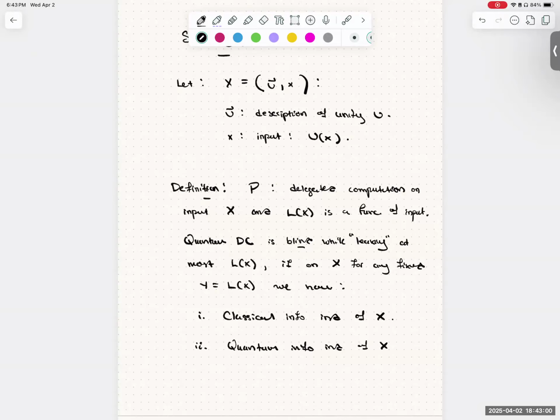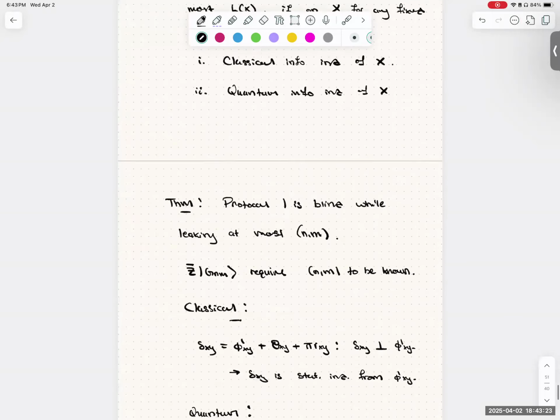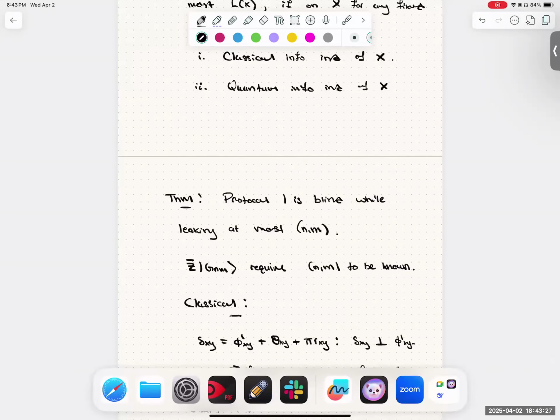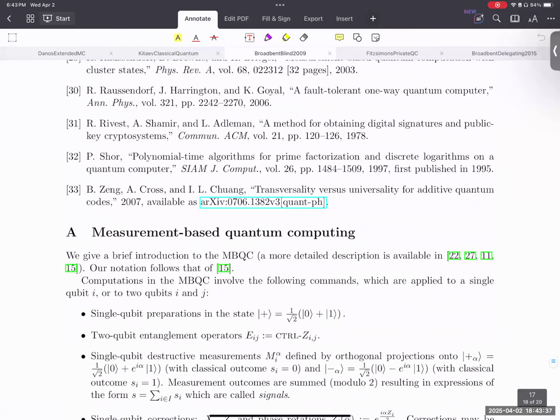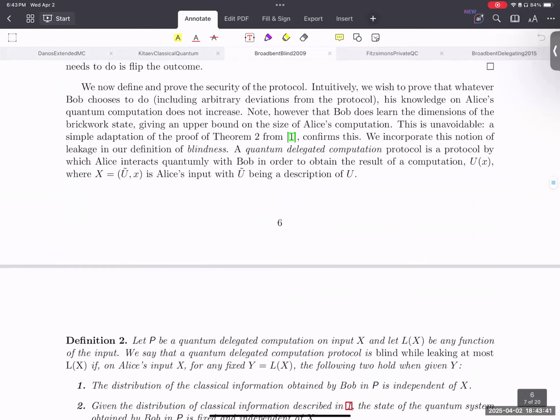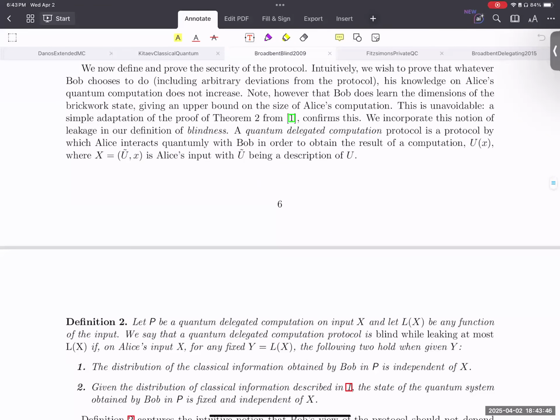Ah, okay. I think that's a good point. Okay. So a quantum delegated computation protocol is a protocol by which Alice interacts quantumly with Bob in order to obtain the result of a computation U of X. Okay, so maybe I can share. You can see my screen, right? Yeah, I see the article here. So this is what they say is the definition. A quantum delegated computation protocol is a protocol in which Alice interacts quantumly with Bob in order to obtain the result of a computation U of X, where X is the input.